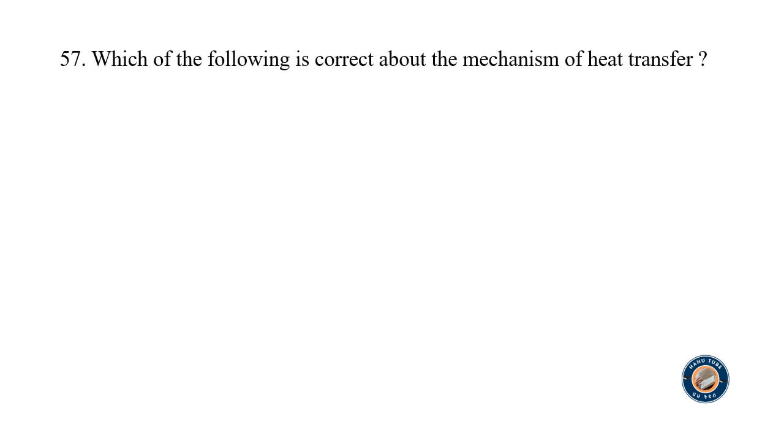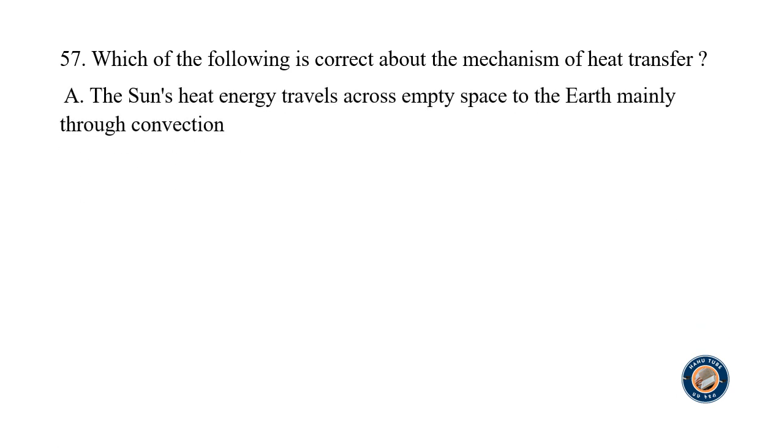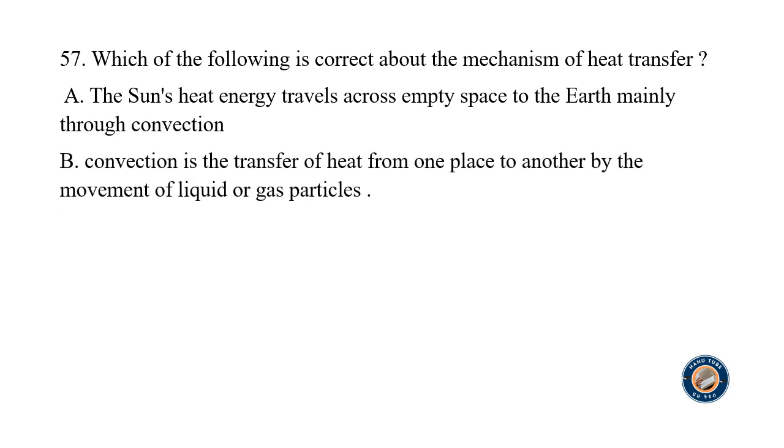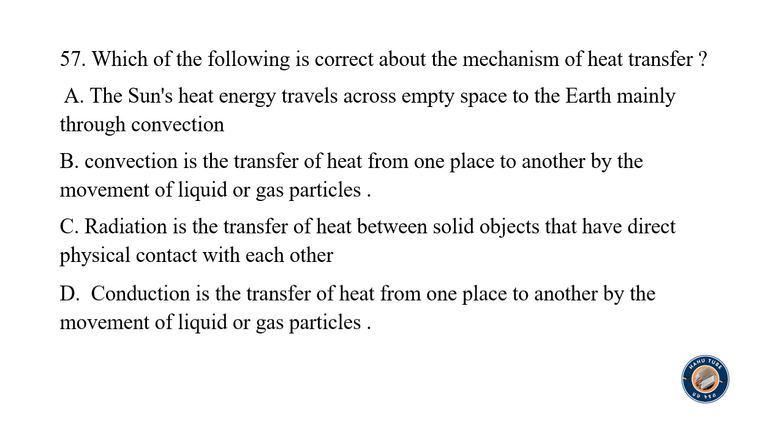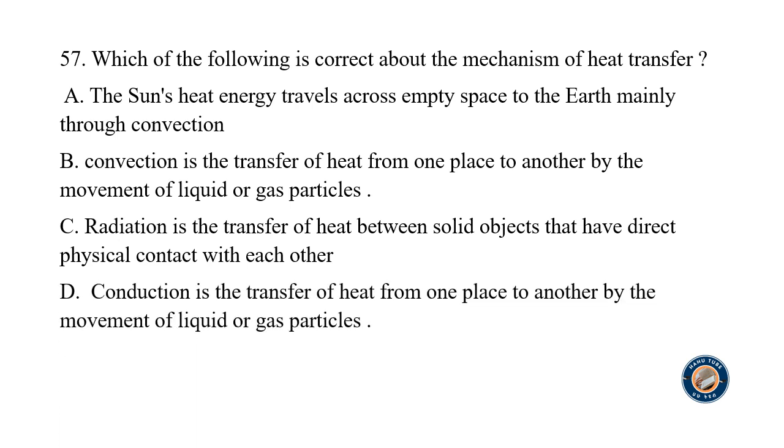Question number 57. Which of the following is correct about the mechanism of heat transfer? A. The sun's heat energy travels across empty space to the earth mainly through convection. B. Convection is the transfer of heat from one place to another by the movement of liquid or gas particles. C. Radiation is the transfer of heat between solid objects that have direct physical contact with each other. D. Conduction is the transfer of heat from one place to another by the movement of liquid or gas particles.